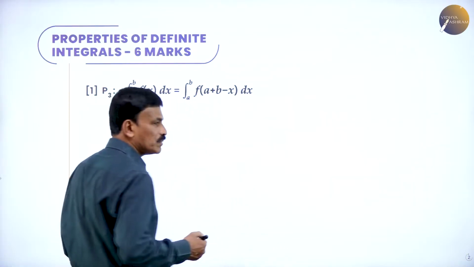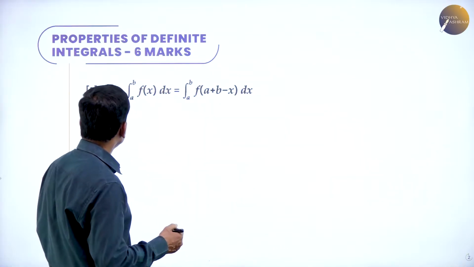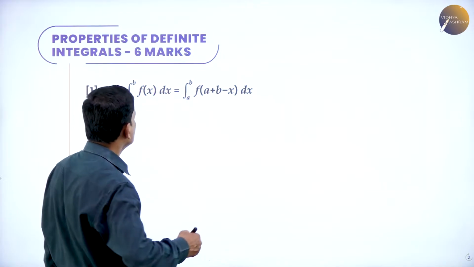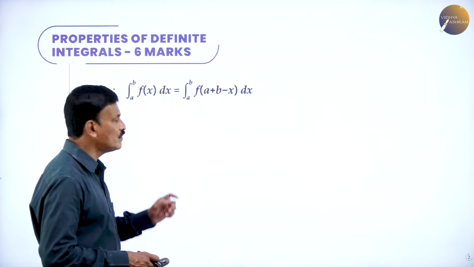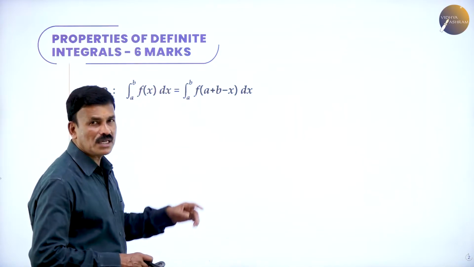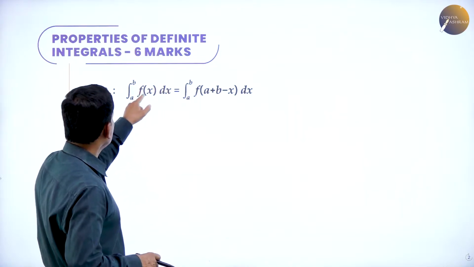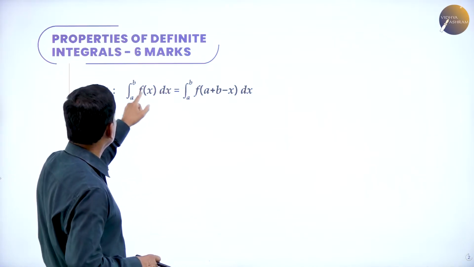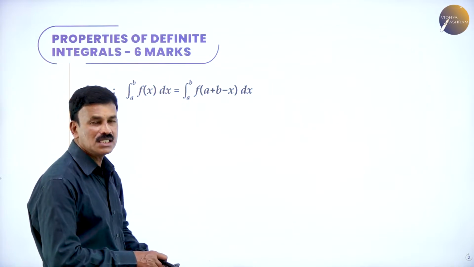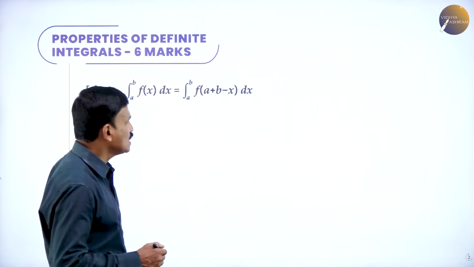Straight away I will go to property 3. Now, what is this? Integral a to b f of x dx is equal to integral a to b f of a plus b minus x, that is, sum of lower limit plus upper limit minus x. So integral a to b f of x dx is also equal to integral a to b f of a plus b minus x. So x is replaced by a plus b minus x.